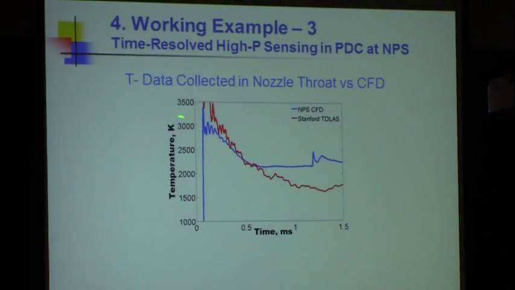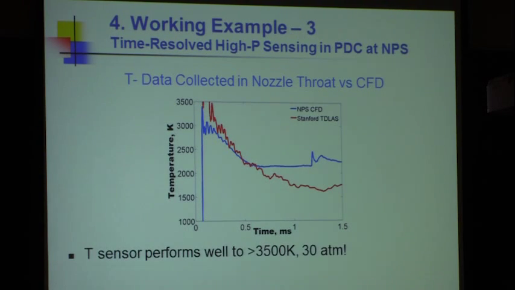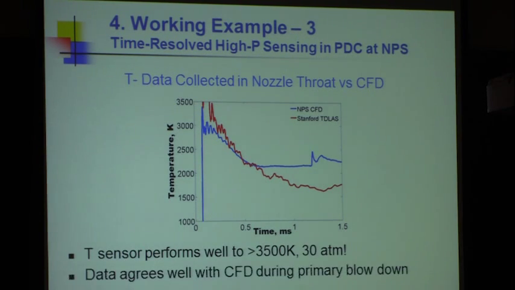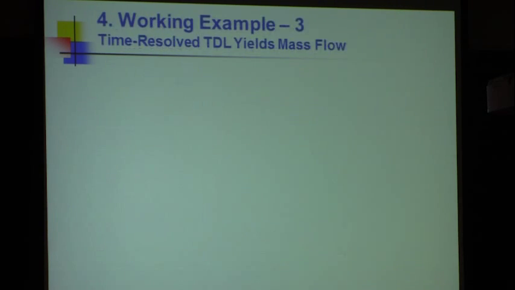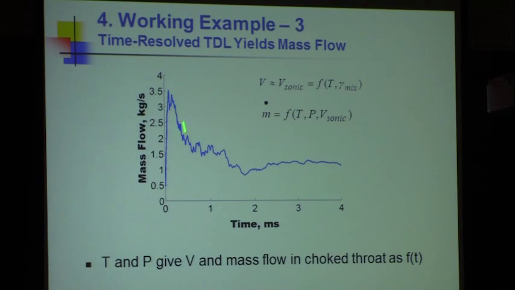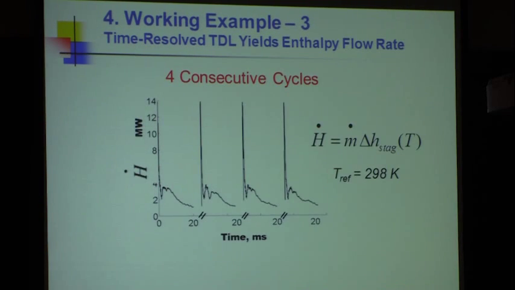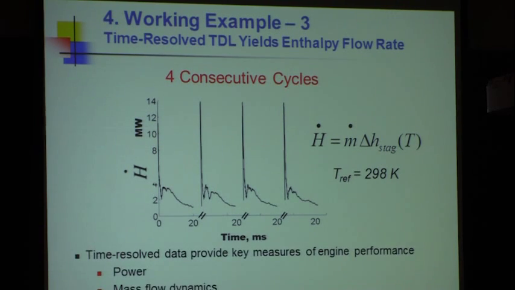So we measure temperature. Notice they get up to about 3,000 Kelvin. We've been up to 30 atmospheres. It agrees pretty much with CFD. Okay, so the students did this and they got the mass flow versus time, in milliseconds. They then used their other measurements to get back to enthalpy flux. So this is in megawatts. This is the instantaneous flux of enthalpy from cycle to cycle to cycle. So they want to get the time-dependent enthalpy flux for studies where this can be used with the turbine.